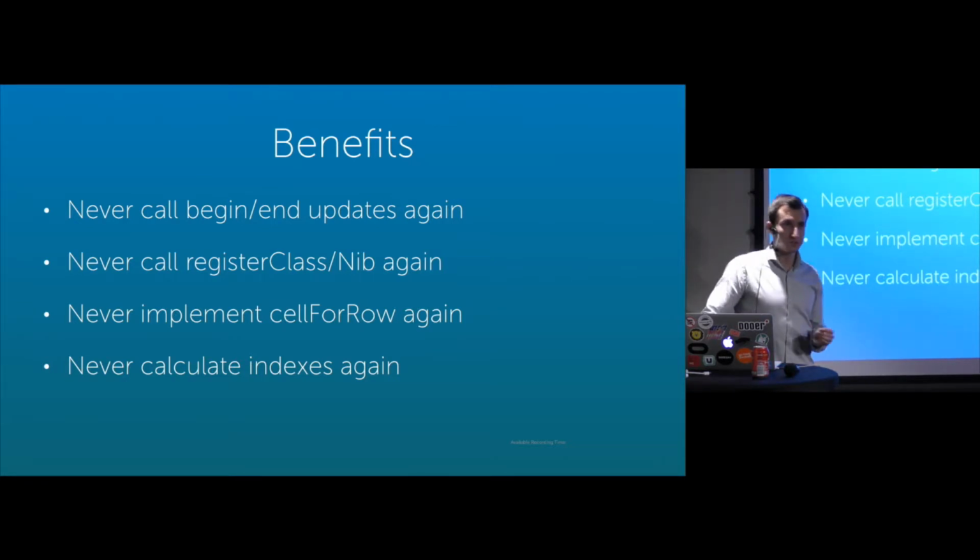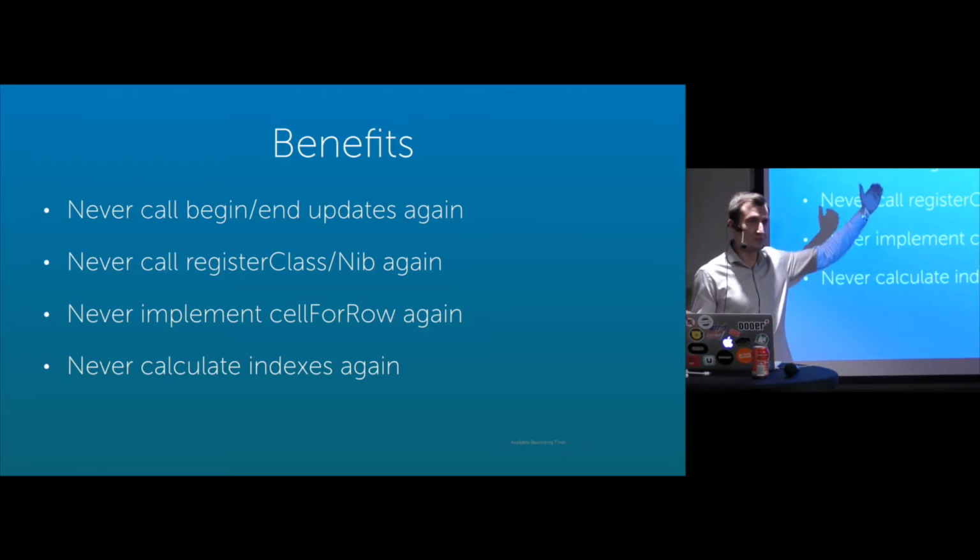You also saw that we didn't have to call register class or register nib a single time. You never have to implement cell for row again with all of these nasty index paths. And never ever see an index again in your life unless you really want to.